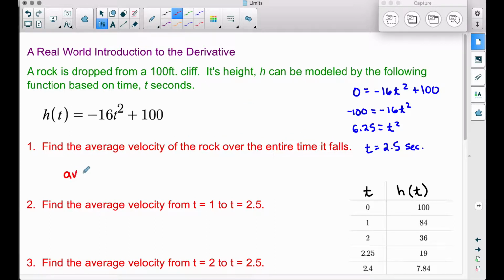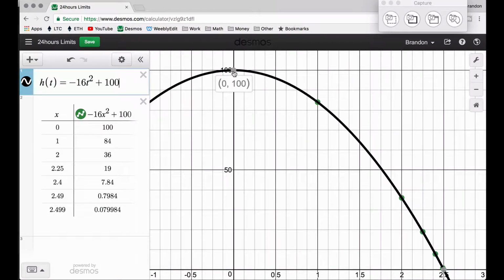The average velocity is going to be equal to the slope of the line. What line are we talking about? Over in Desmos, we're trying to figure out the slope of the line from here, that's when the rock was dropped, to here, that's when the rock hits the ground. So I want you to imagine a line, and it's called a secant line. The secant line goes through more than one point on a curve, and if we drew a line here, it would be going through these 2 points. What is the slope of that line?